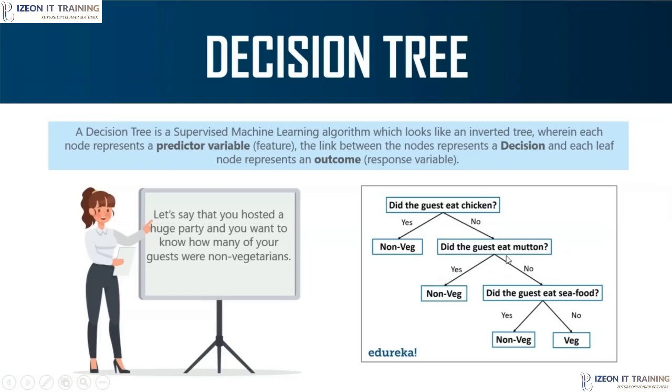If yes, then he's a non-vegetarian. If no, then you'll pass it to the next variable, which is seafood. If he ate seafood, then he is a non-vegetarian. If no, then he's a vegetarian, right? This is how a decision tree works. It's a very simple algorithm that you can easily understand, right? It is drawn out like this, which is very easy to understand.